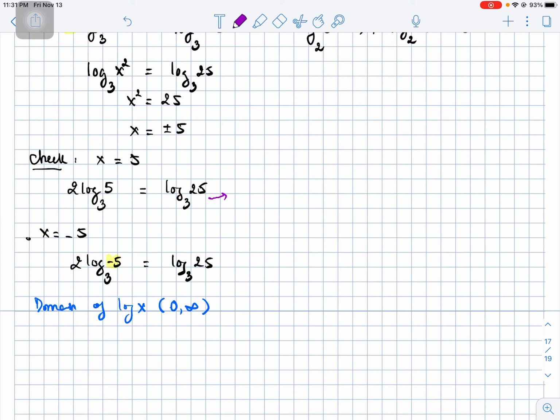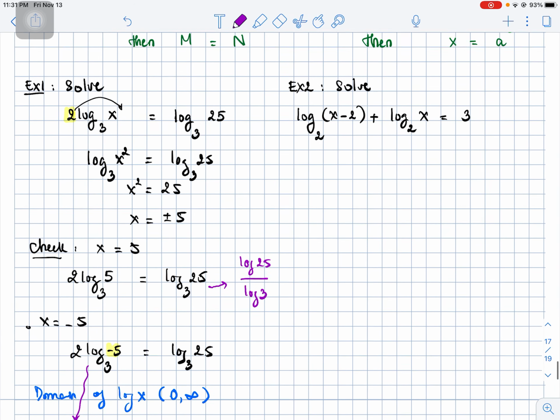Let's recall how to calculate this using the change of base formula. We can use log 25, log base 10, over log base 3. In this case, we can use log or ln. ln of negative 5 over ln 3, and multiply by the 2 in the front. But when you calculate the ln of negative 5, you will get an error in the calculator.